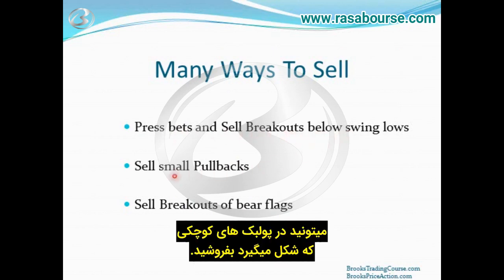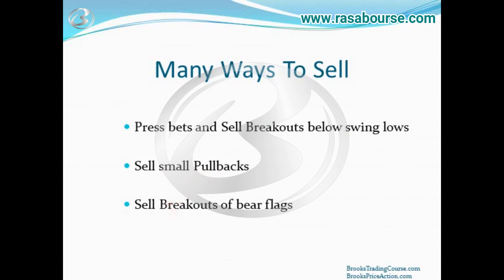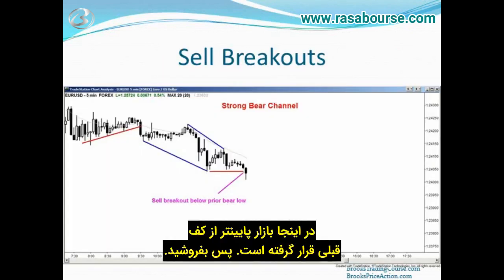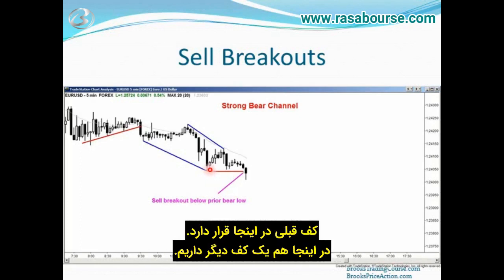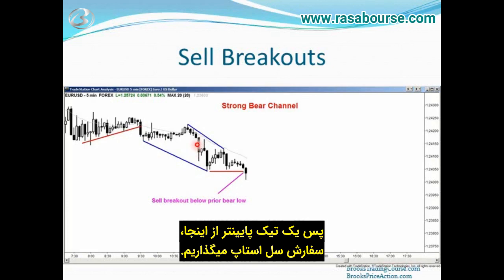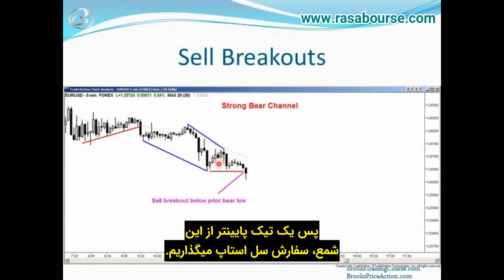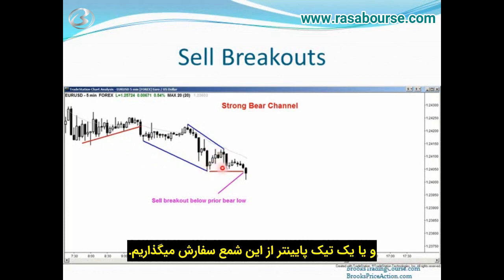You can sell small pullbacks. You can sell breakouts from bear flags. The market is falling below a prior low, sell. Here's a prior low, here's a prior low, market broke below. You sell on a stop, one tick below here, one tick below there. We have a prior low, an attempt to reverse. You place a sell stop one tick below this bar or one tick below this bar.